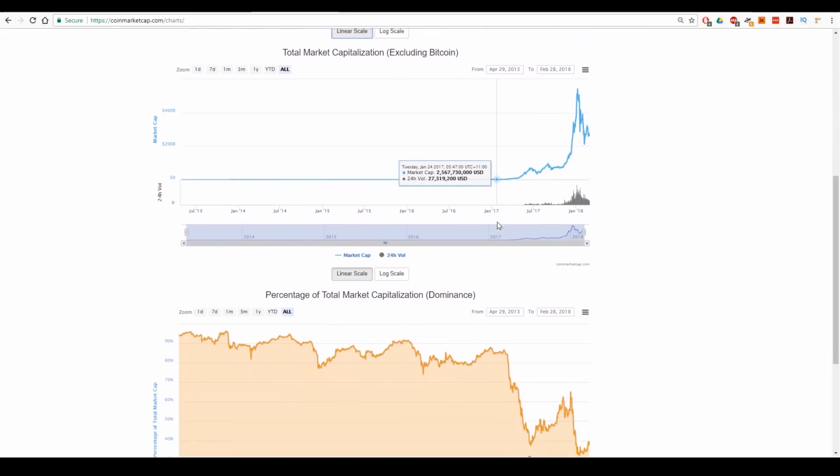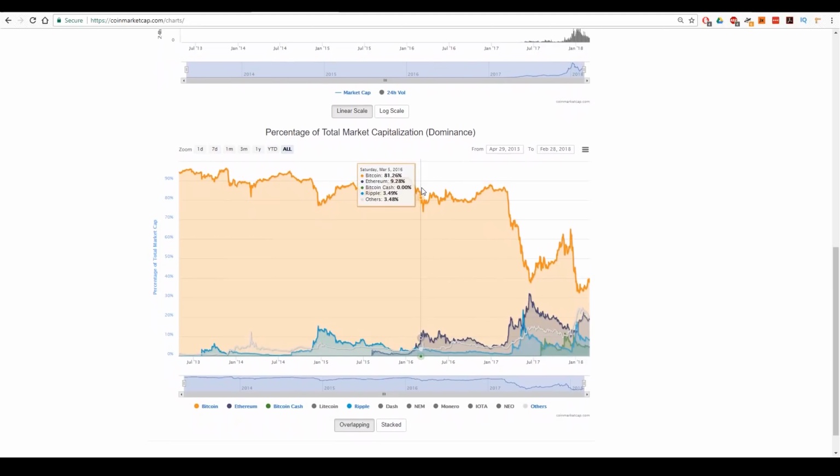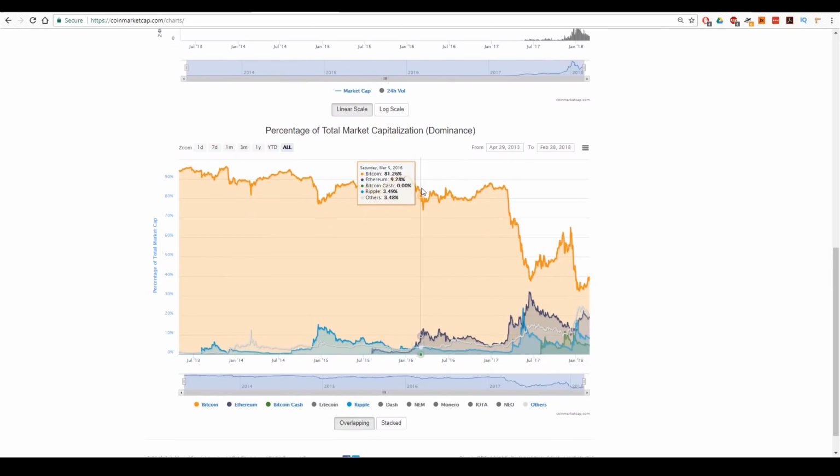Now, scrolling down, what we're looking at is the dominance. This is a very interesting one to look at, because what this shows us is how much Bitcoin has actually taken up against some of the major altcoins. First off, just looking at the legend down here, Bitcoin is the orange, Ethereum is the purple, Bitcoin Cash is the green. We'll turn Litecoin on, that was off before, is gray, Ripple is the blue. We'll turn on Dash, NEM, Monero, IOTA, Neo. We can see all these different colors here represent how much of the market these cryptocurrencies have taken up at any given time.